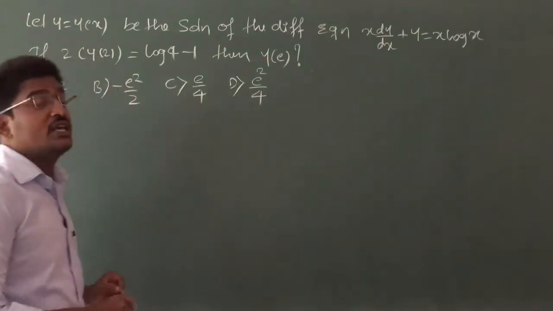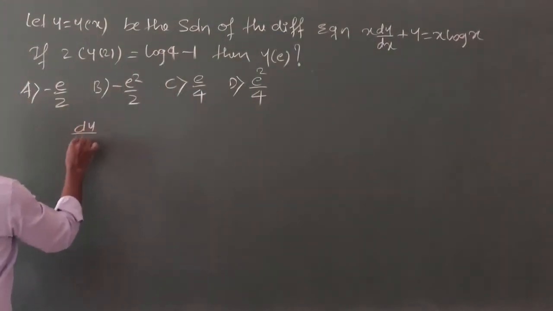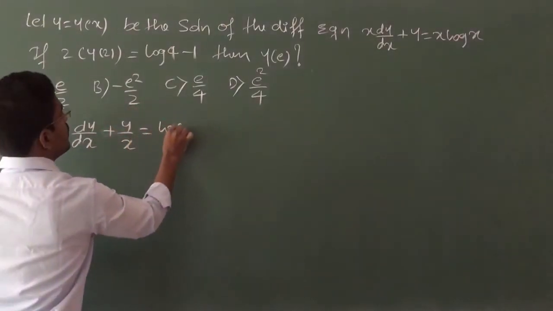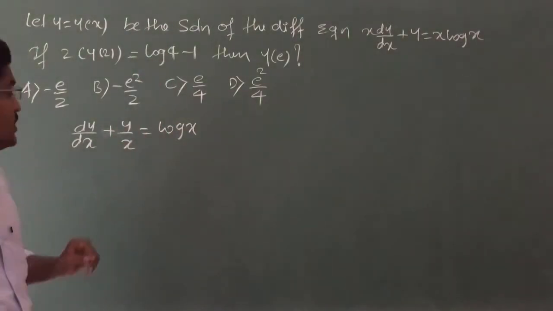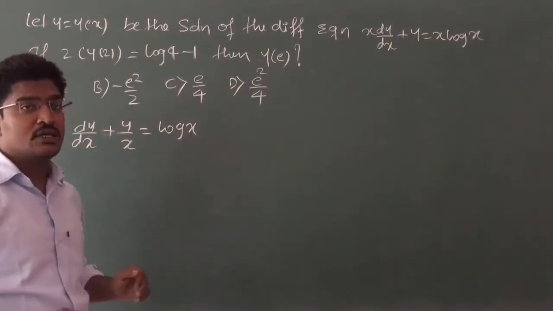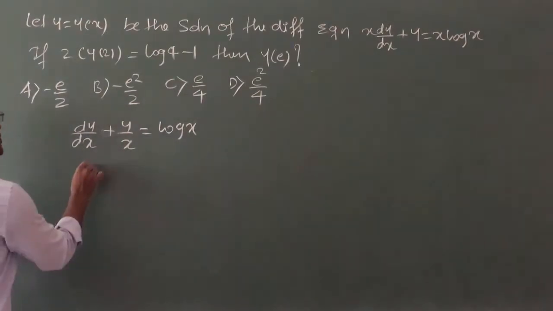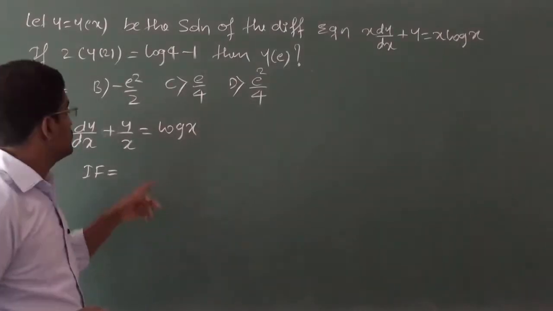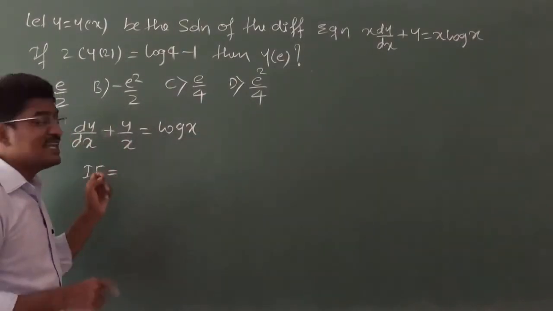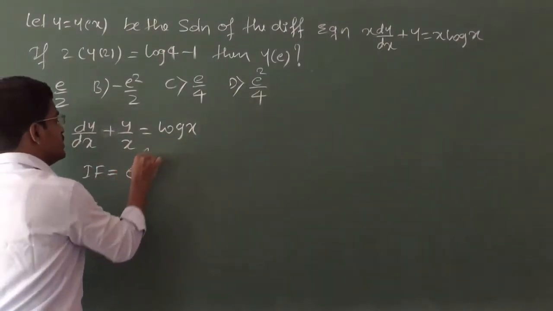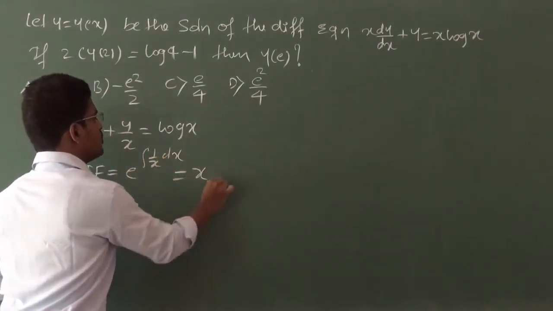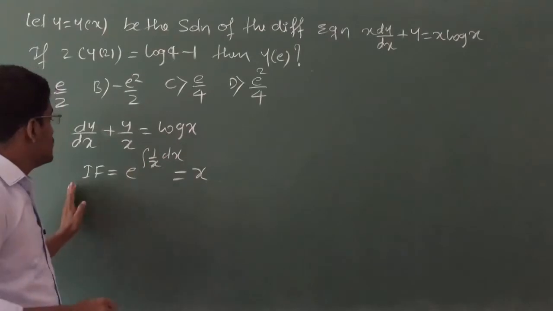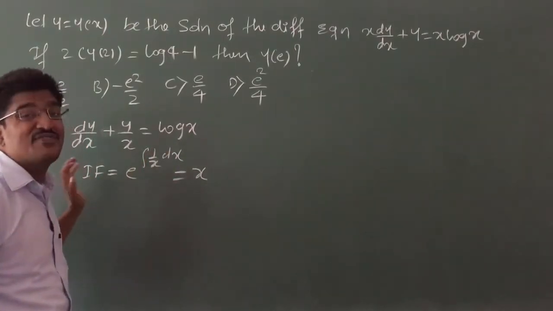To solve that linear differential equation, you should write it as dy by dx plus y by x equal to log x, dividing by the complete term x. Clear? So it is in the linear form. First you have to calculate I, the integrating factor, that is e to the power of integration of p dx. P is what? 1 by x. So if you calculate e to the power of integration of 1 by x with respect to dx, integration of 1 by x is log x, e to the power of log x will be x. No problem. So the integrating factor is x.